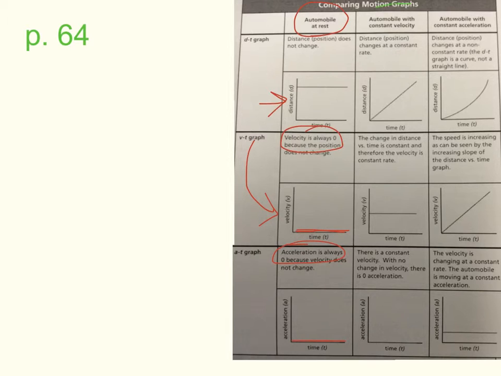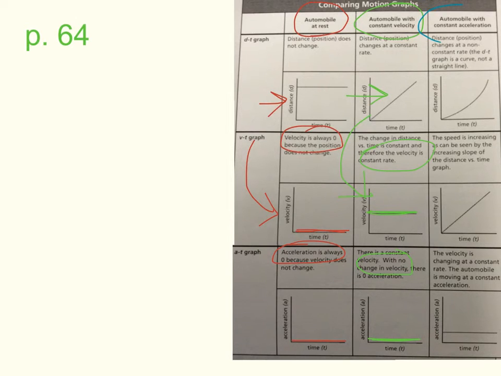In the next column, this car has a constant velocity. So we see that the line is angled upward. It's a straight line showing constant velocity. That gives us a velocity time graph with a horizontal line, but not at 0, because this car does have a velocity, and the velocity is constant. In this case, the acceleration is also 0 because there is no change in velocity. The car is moving with a constant velocity, no changes.